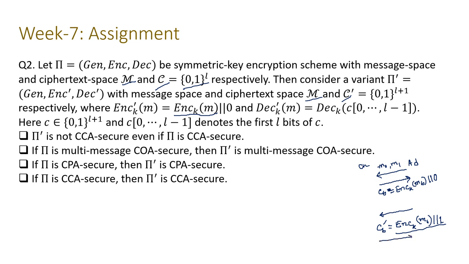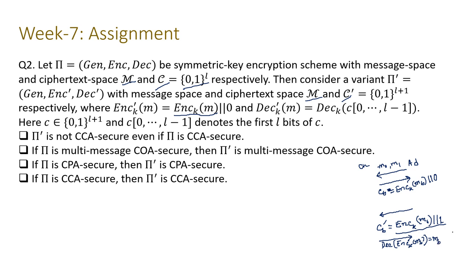So decryption in pi dash works in this manner, right? It just discards the last bit, so it does not care about the last bit. It just takes the first L bits and decrypts it according to the scheme pi. So it runs decryption of the first part. So this is nothing but this. So it will return MB.